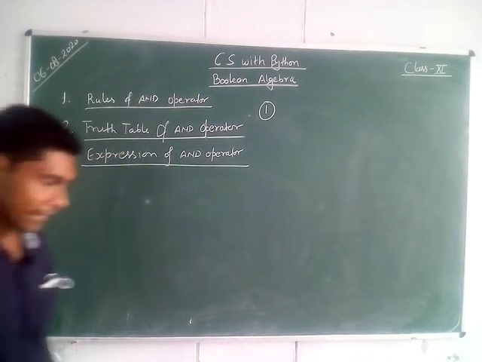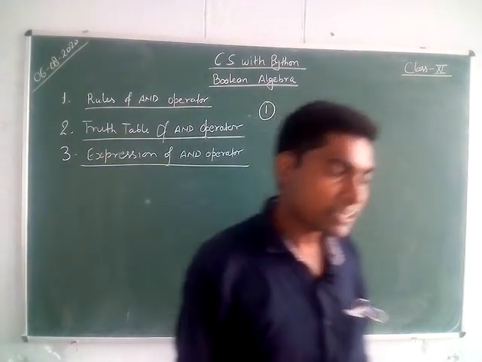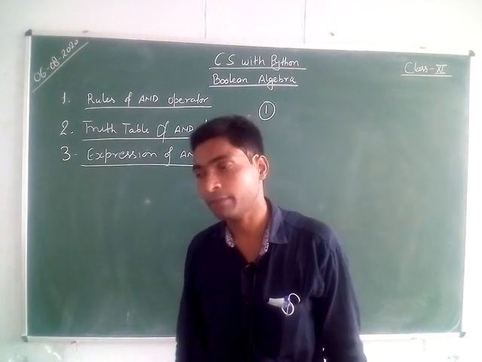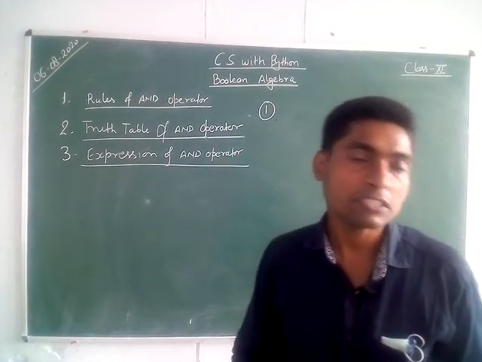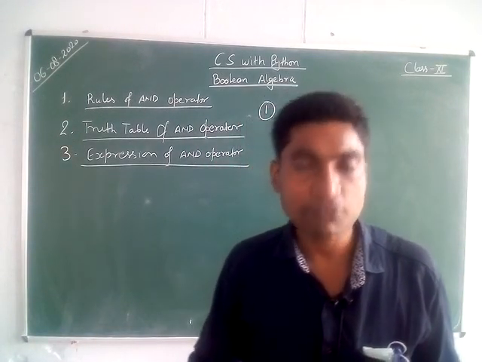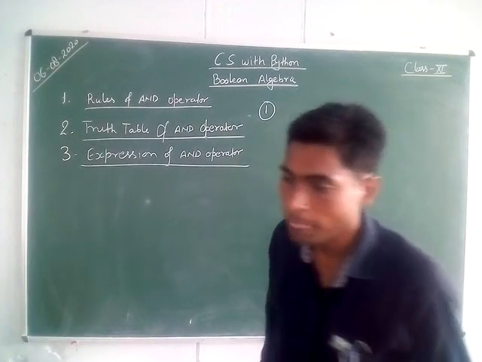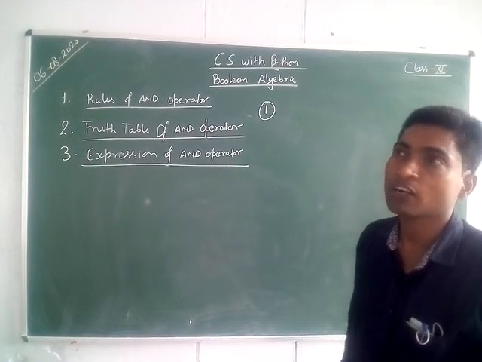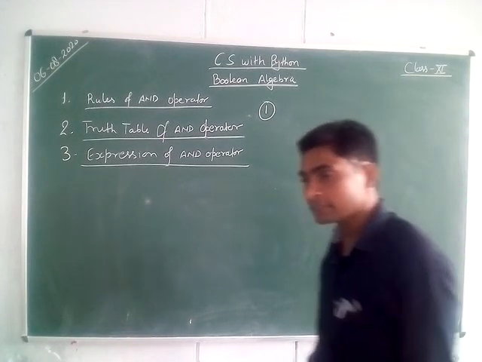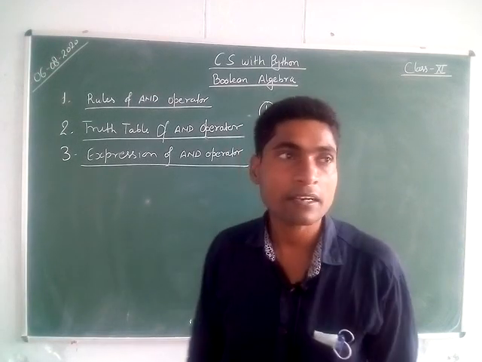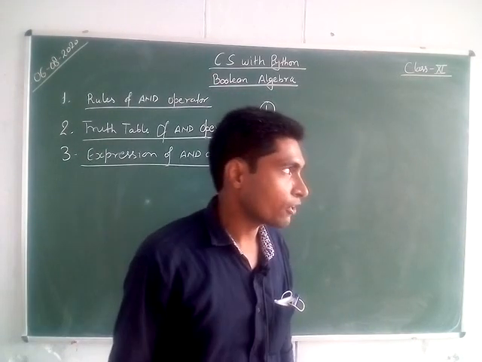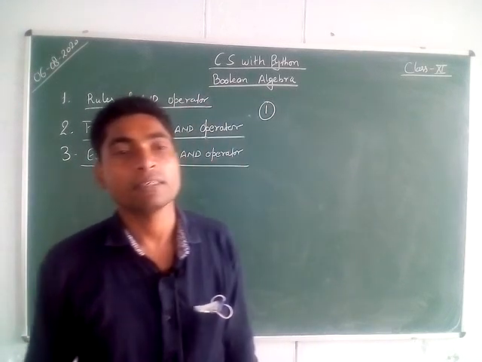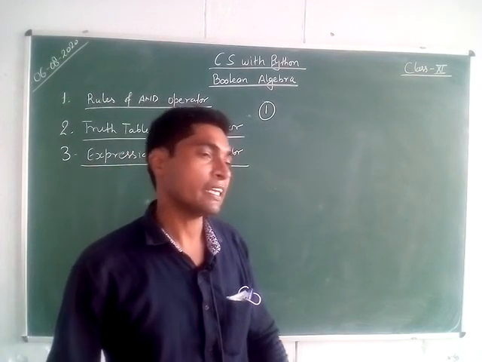AND, OR, and NOT are the logical operators used only in Boolean algebra. So its rules are completely different from normal algebra. I have told you that the symbols of AND, OR, and NOT logical operators are the same as the arithmetical operators of normal algebra, plus, dot, like that, but their function is not the same as in normal algebra. Their function is completely different.